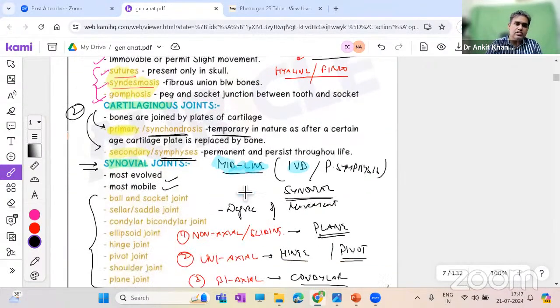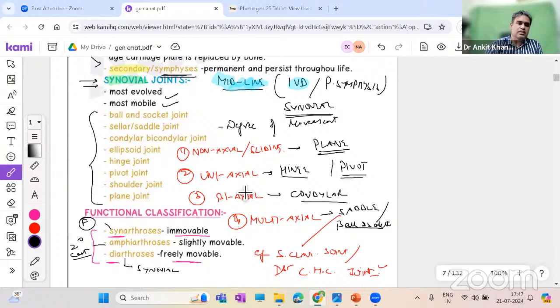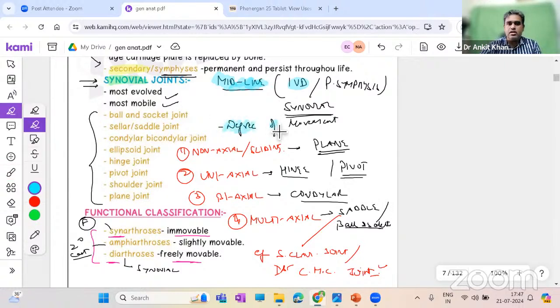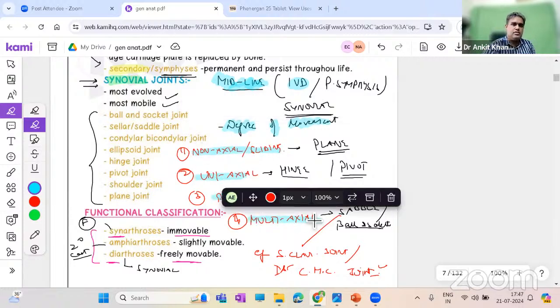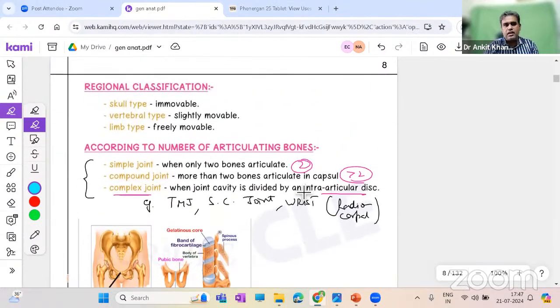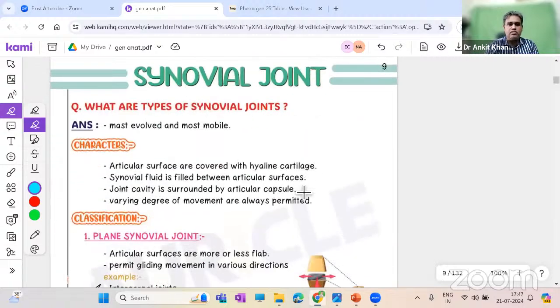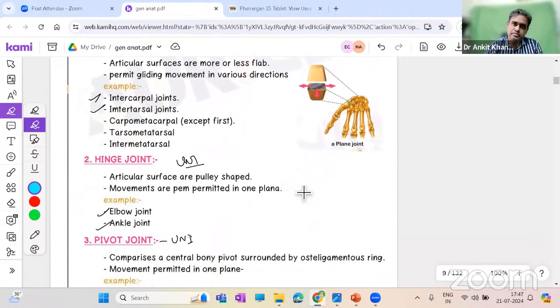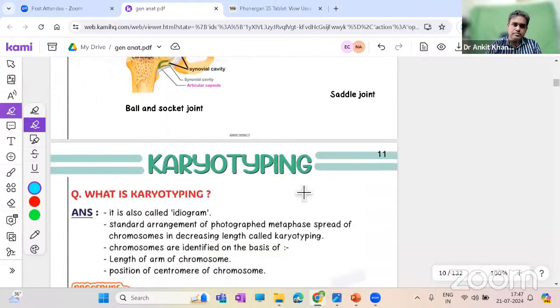Then come to the synovial joint. It has all different varieties, which might be a bit complex, so try to remember on the degree of their movement: movement in no axis, one axis, two axes, multiple axes. Then you have classifications, simple, compound, complex, and then you come to the synovial examples. How do they move? That's it.